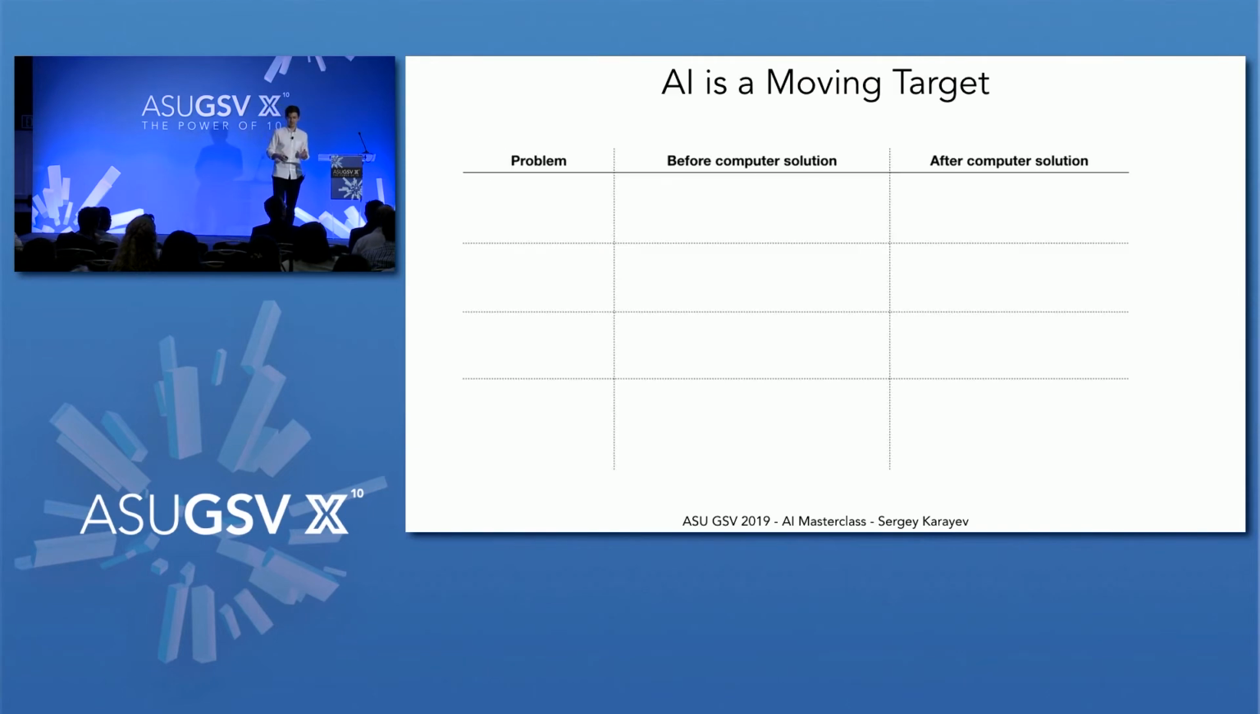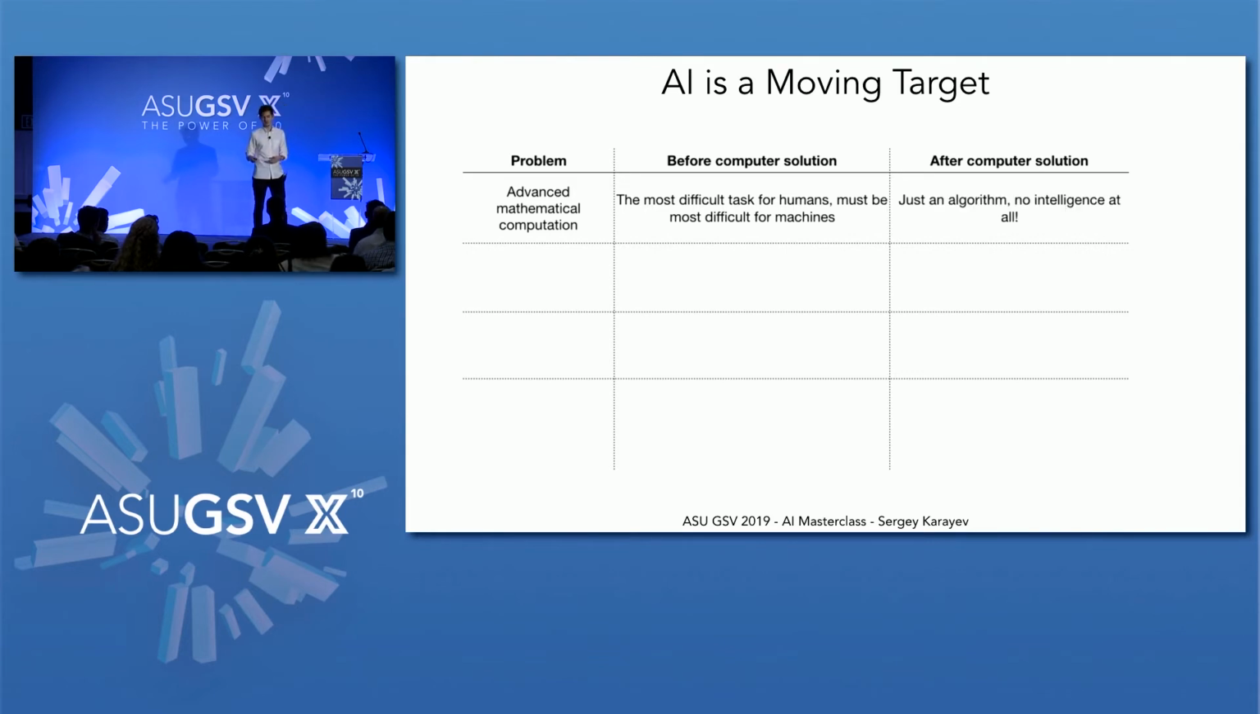So what's possible today? The first thing to realize is that AI is a moving target. Let's look at a problem, advanced mathematical computation. Before we had a computer solution to it, we thought, well, it's super difficult for us, and it must be super difficult for computers. Therefore, intelligent computers are required to solve it. But after we had a computer solution to it, we just said, well, that's just an algorithm, and there's no intelligence required to solve these equations at all.